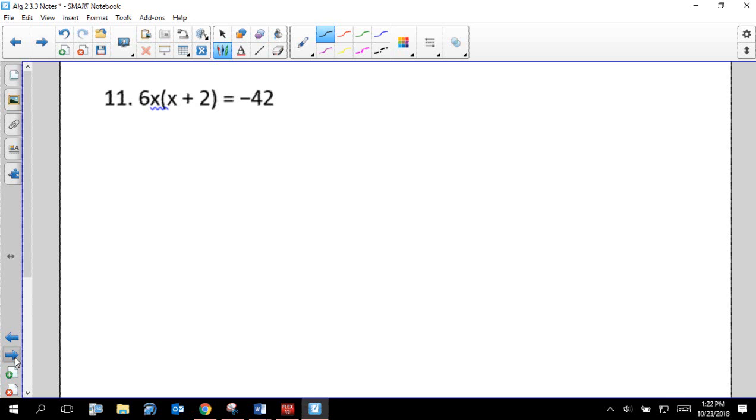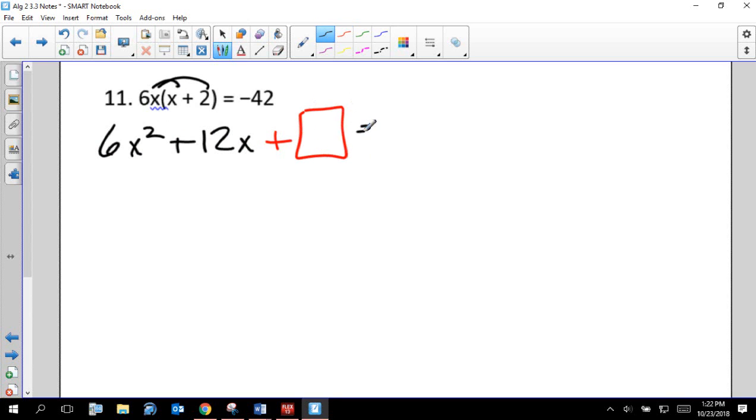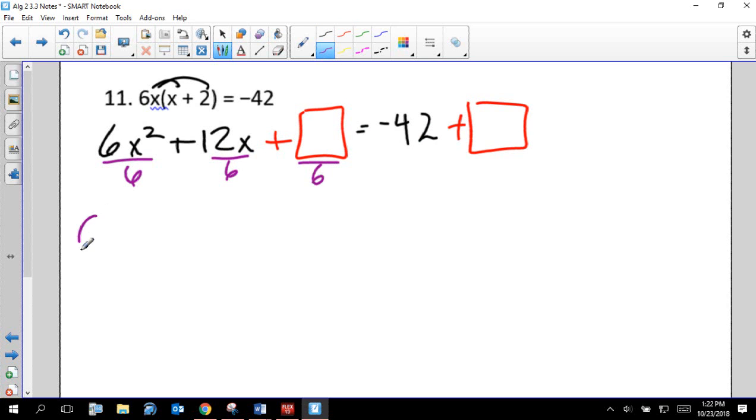Okay, so how is this one different than the others? Yeah, the other ones did not have parentheses, so we need to get rid of those parentheses because they look like all the other questions. So we're going to start out by distributing. We'll get 6x squared plus 12x. And then I might as well go ahead and put my square in. Equals negative 42 plus a square over here. Now we can't have the 6 in front, so we don't get rid of it. We just factor it out.